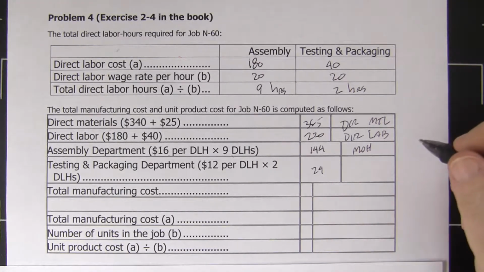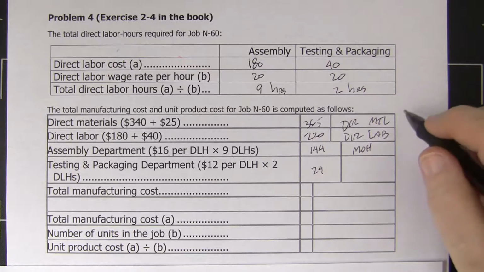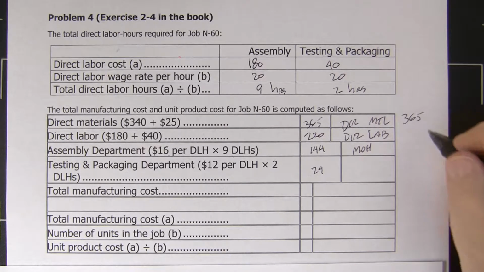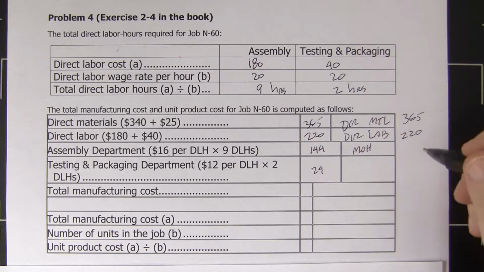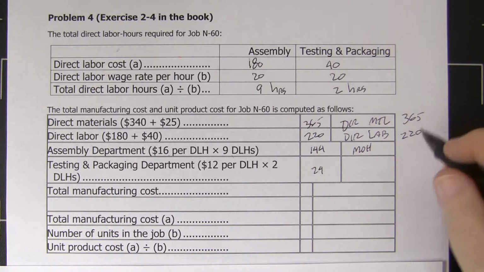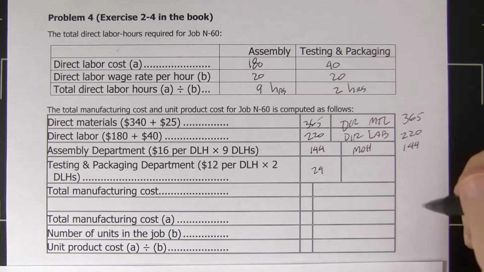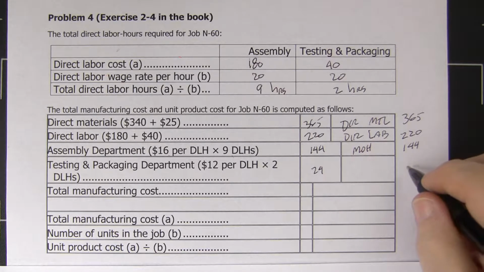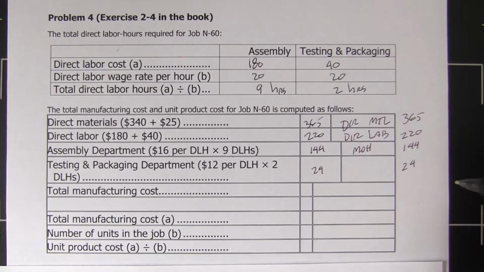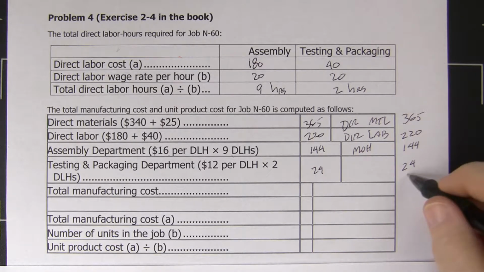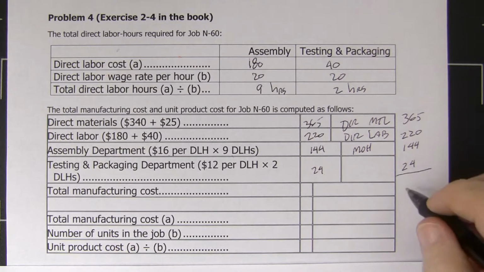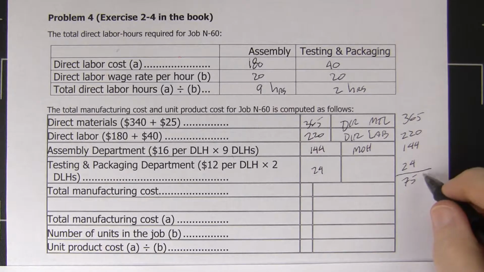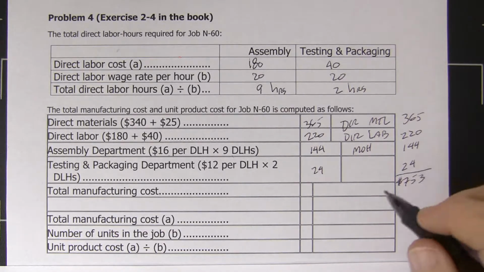So let's see what we got all together. We have 365 for the direct material, and we have 220 for the direct labor for the job. Then we have 144 overhead from the assembly department. Then we have 24 for the testing and packaging. When we add that up all together, we come up with the total cost of the job is $753.